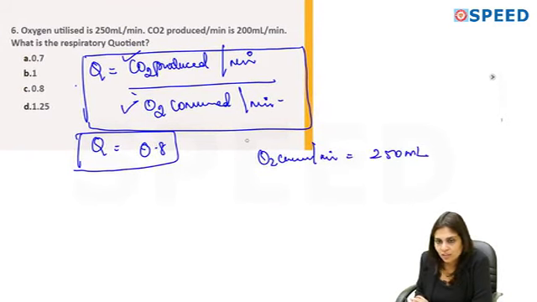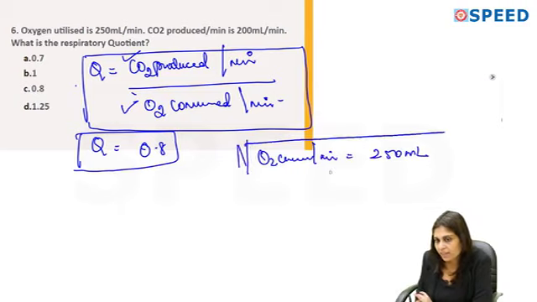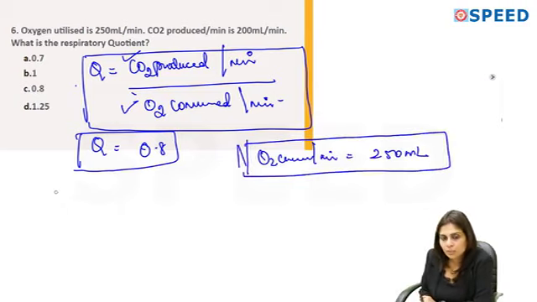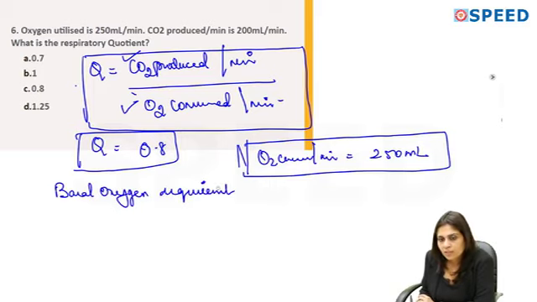This is a physiology question that has been repeatedly asked. They ask you, what is the basal oxygen requirement of a person? All of you should be able to answer it any time this is asked. You should say it's 250 ml per minute.